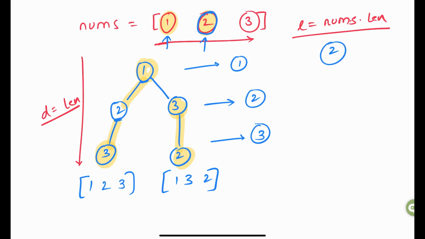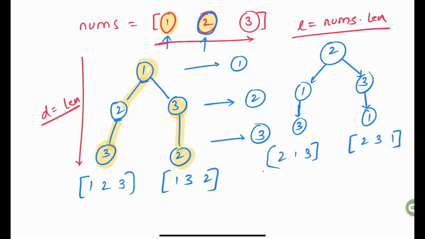If we use node 2, the two nodes available to us as children are 1 and 3. If we are using 1 here, the only available node is 3, and on the right-hand side, the available node is 1. So we were able to build two combinations here. We'll repeat the same cycle for the remaining elements in the array. So this is how we can solve this problem using backtracking.